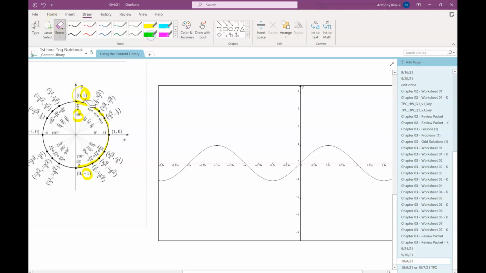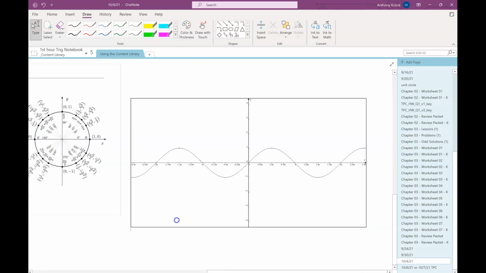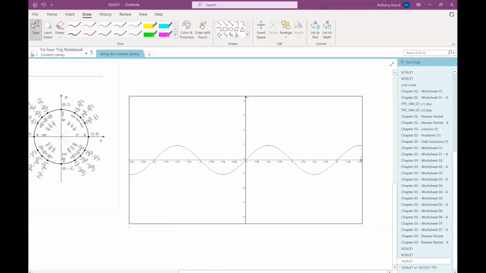So this is what my graph of sine is going to look like. Now, how am I getting something like this? Well, I'm just plotting points using my unit circle. So the x-coordinate is my input, so that's going to be an angle measure. And the y-coordinate is my output. In the case of sine, that's going to be the y-coordinate from the unit circle.